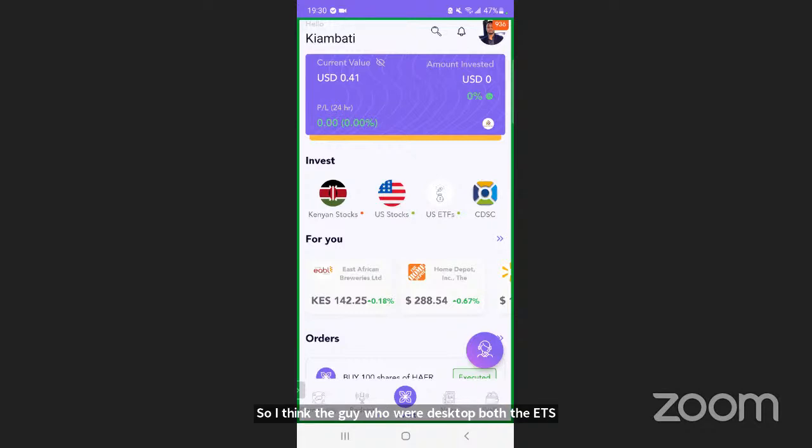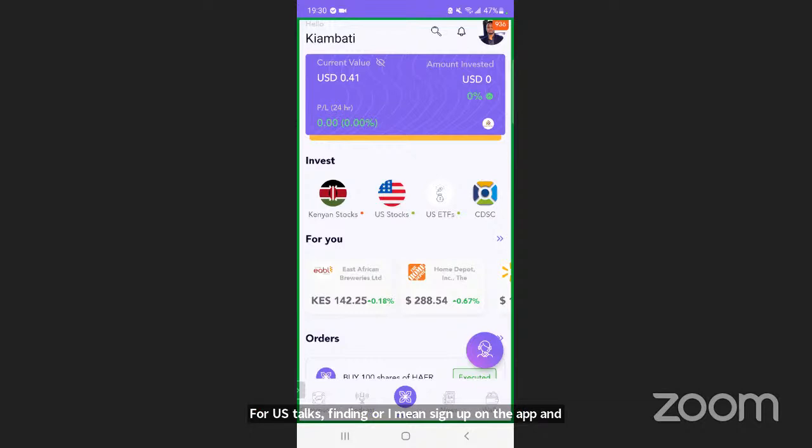So let's talk about CDSC. The reason why you have the CDSC button is there are two different things. For US stocks, immediately you sign up on the app and you are verified, you will be able to trade in US stocks.